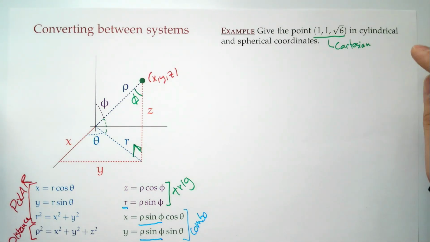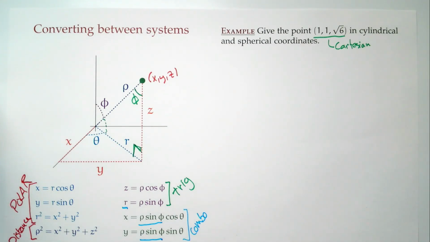But there isn't a canonical way to write the other coordinate systems. So we don't write like r, theta, z. We just say, okay, this point is r equals that, theta equals that, z equals that. So if you ever see a triple in parentheses, like you do here, that means Cartesian.